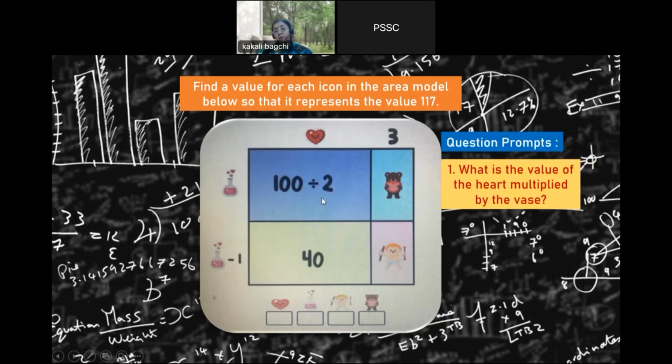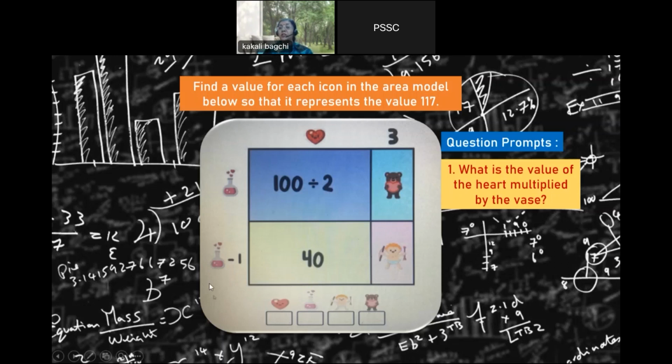The first question: heart multiplied by vase. Now, heart into flower vase minus 1 is 40. So what may be the value? 50. How can 50 be made? Ask the students. 5 into 10, 25 into 2, 50 into 1. Let them try. If the flower vase is 10, 10 minus 1 is 9. Can 9 divide 40? No. So 10 is not possible.